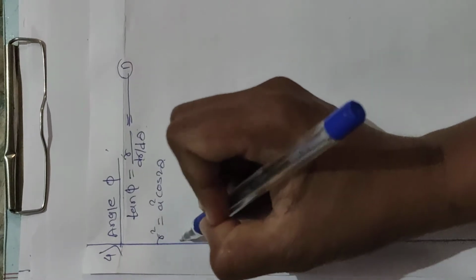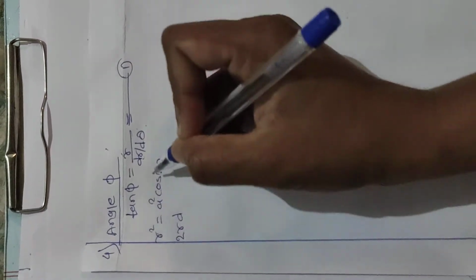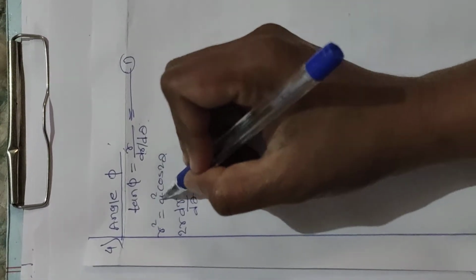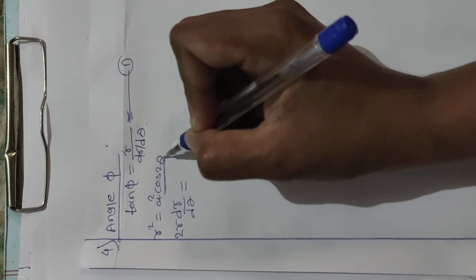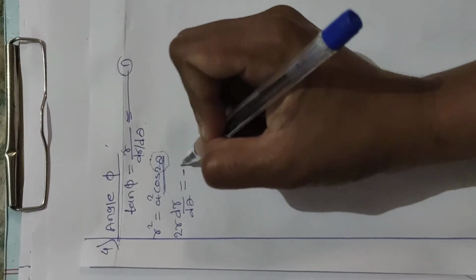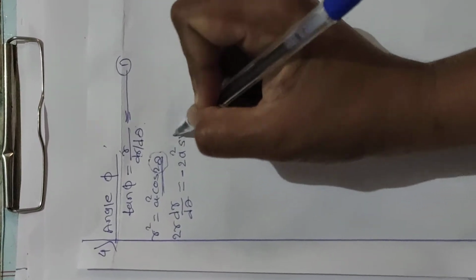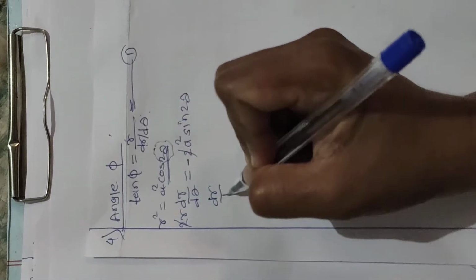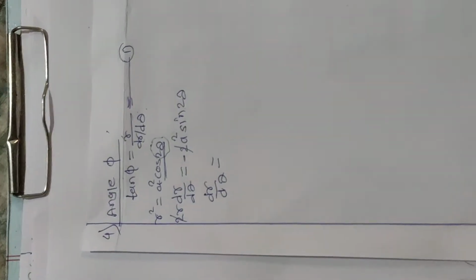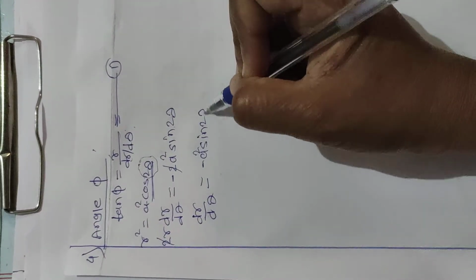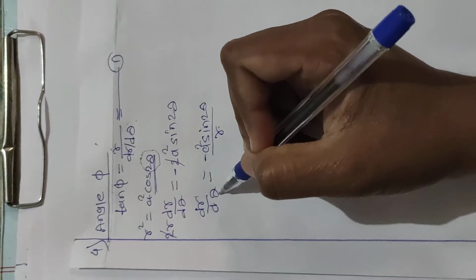So what is derivative of r square? It is 2r, r is a function of theta. So 2r dr by d theta equal to a square as it is. What is derivative of cos 2 theta? It is minus sin 2 theta, and into again derivative of 2 theta is 2. So we have to write down minus 2a square sin 2 theta. So the 2 gets cancelled. So what is the value of dr by d theta? Dr upon d theta is minus a square sin 2 theta divided by r. So this is the value of dr by d theta.